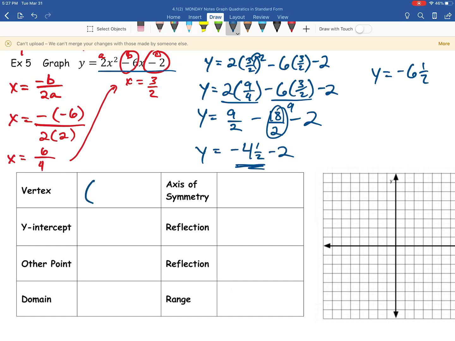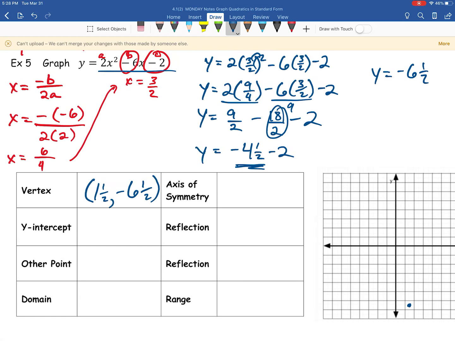So for our vertex, it looks like it comes out to be 3/2 or 1 1/2, comma, -6.5. So going ahead and plotting that vertex, 1 1/2 would be around there, and then -6.5. So 1, 2, 3, 4, 5, 6.5. So right about there in between. So that's like smack dab in the middle of that kind of square right there. Is where we should see our vertex.